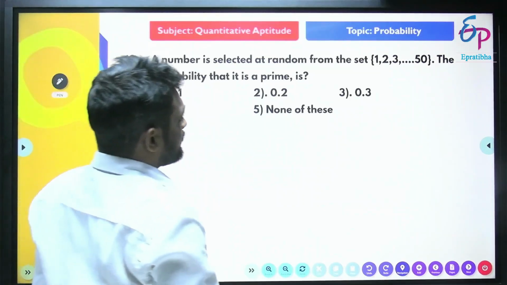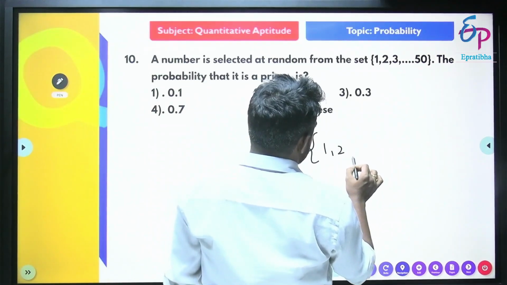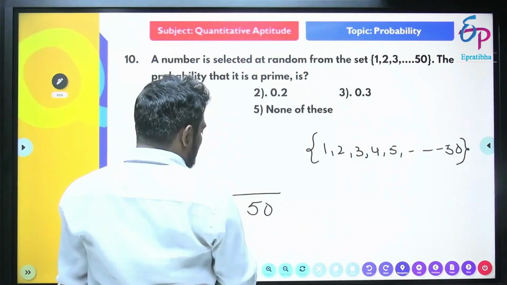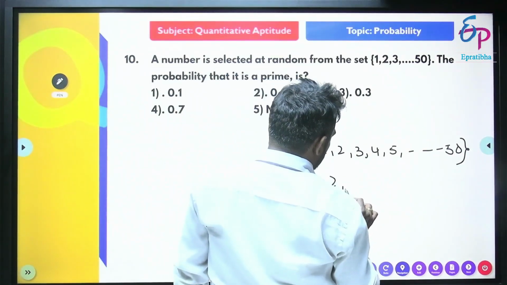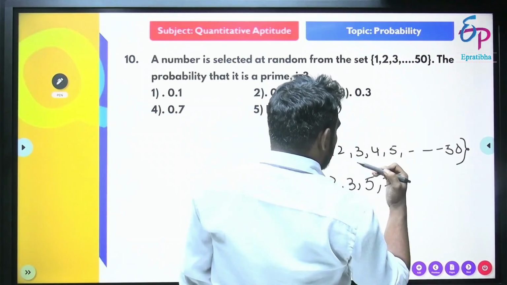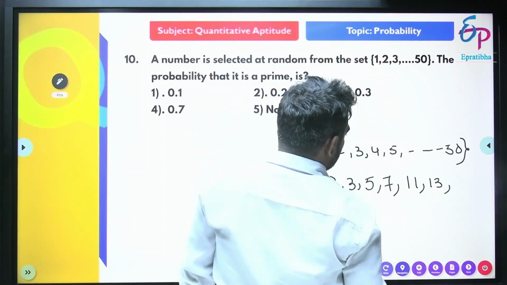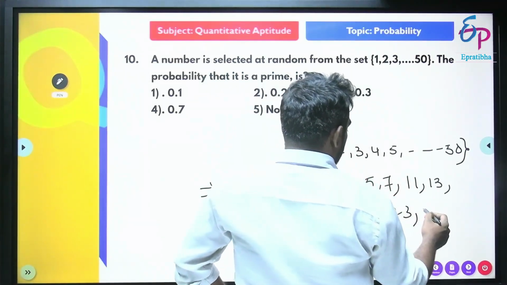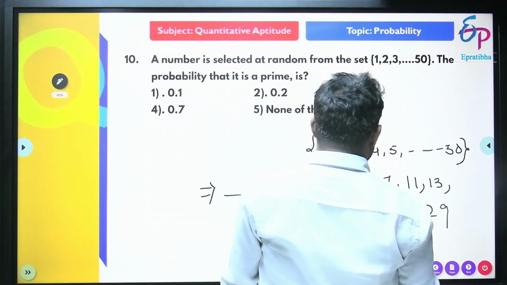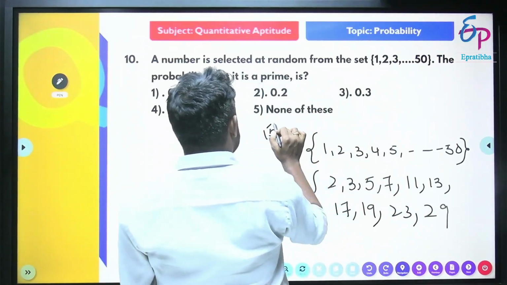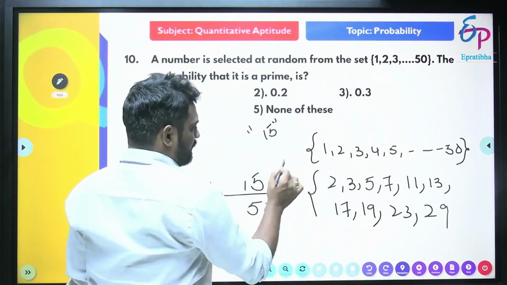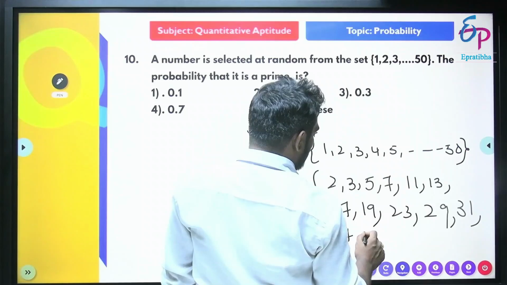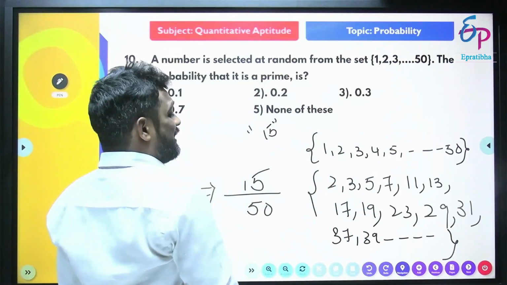So a number is selected at random from the set 1 to 50, and we want the probability that it is a prime number. How many prime numbers are there? 2, 3, 5, 7; 8 and 9 are not prime, 10 is also not; 11, 13; 14, 15, 16 are not; 17, 19; 20, 21, 22 are not; 23; 24 and 25 are not; 26, 27, 28 are not; 29. If we count from 1 to 50, there are 15 prime numbers.